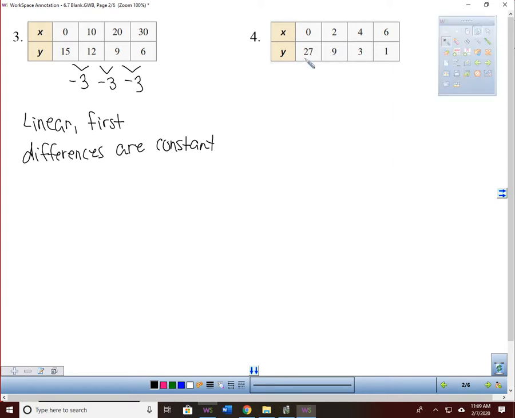And remember, if I were to multiply or divide by like 3, that would be the same thing as multiplying by 1/3. Or if I was to divide by 2, that's the same thing as multiplying by 1/2. So if I take 27 and divide it by 3, I get 9. 9 divided by 3 is 3. 3 divided by 3 is 1. So I'm actually multiplying by 1/3 every time. We always use multiplying, never dividing. So since I am multiplying by the same number every time, that makes this exponential.